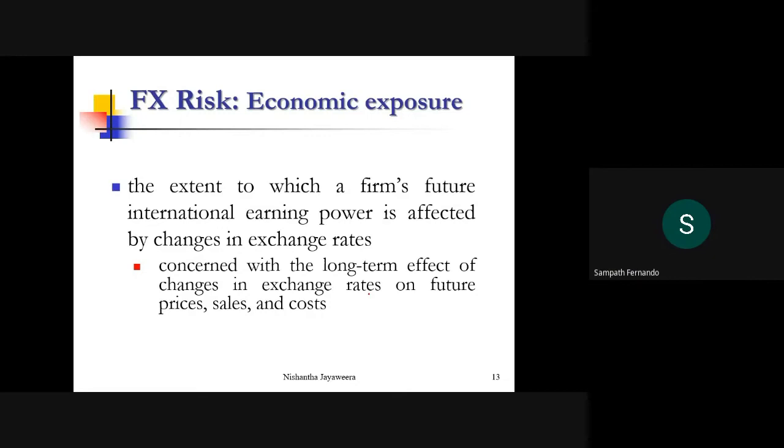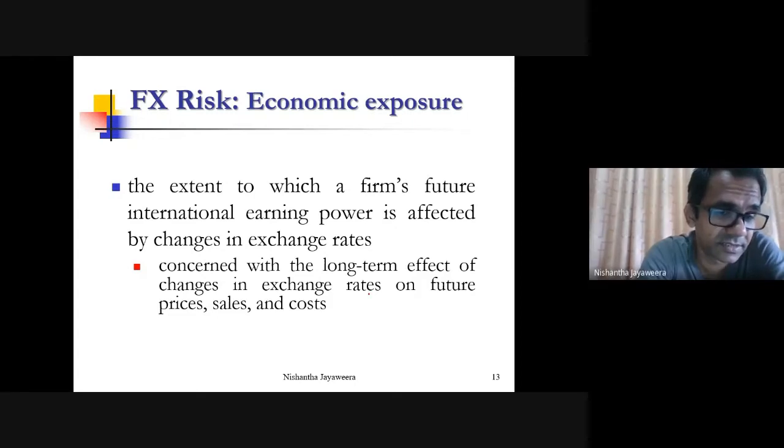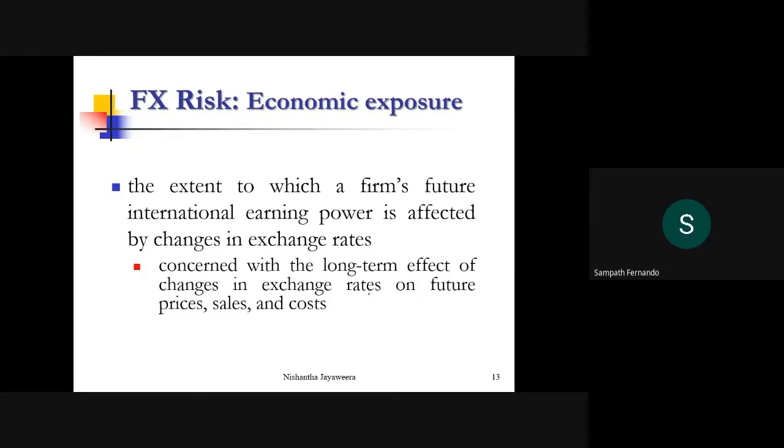Sir, excuse me, sir. In case of translation risk, even though we settle the borrowing or lending, they have settled. Still it happens as a translation risk, because we have to report that transaction at the rate that prevailed at that date. No, then it's not a transaction. Then it's an asset translation or a liability.